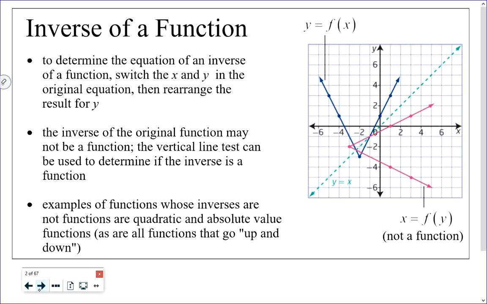So quadratic functions, absolute value functions, any function that goes up and down in any way, anywhere, will not be a function when you inverse it. The inverse will not be a function. Because if the original goes up and down, the inverse will go left and right.